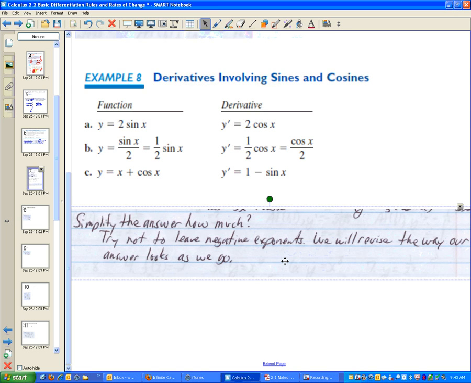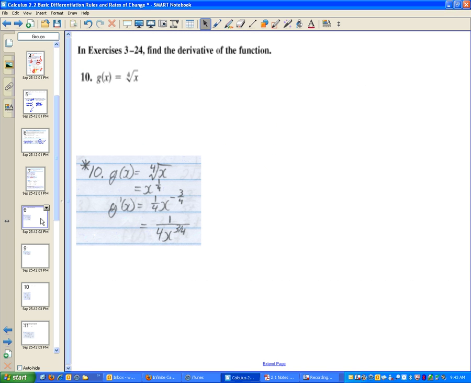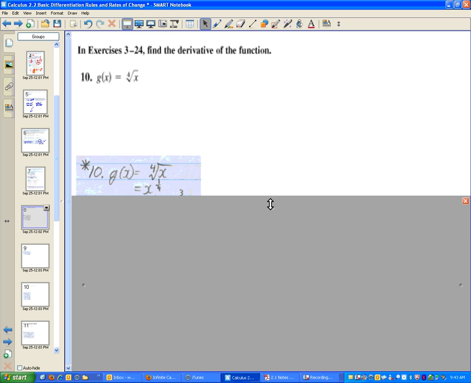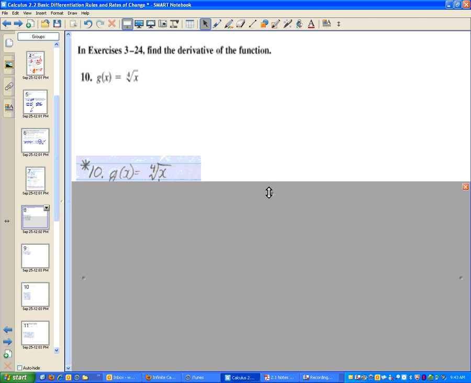All right, let's do some of your assignment then. Let's start with number 10, on page 115. The directions just say find the derivative of the function. Number 10 is g of x equals the fourth root of x.